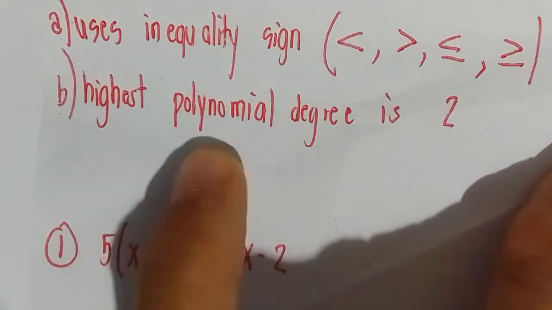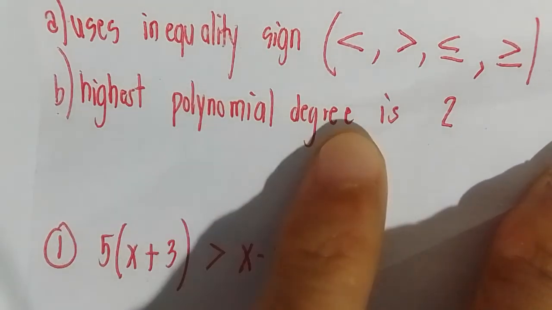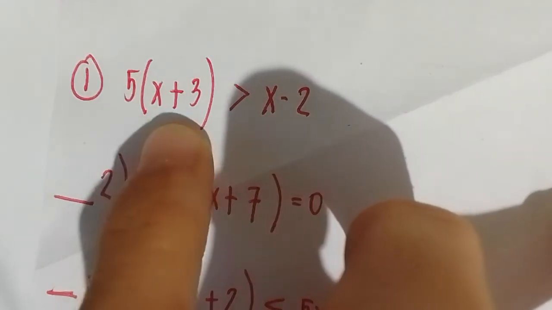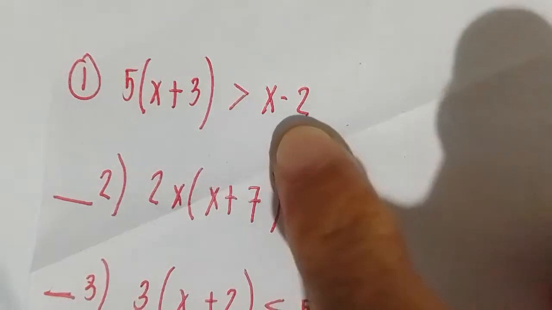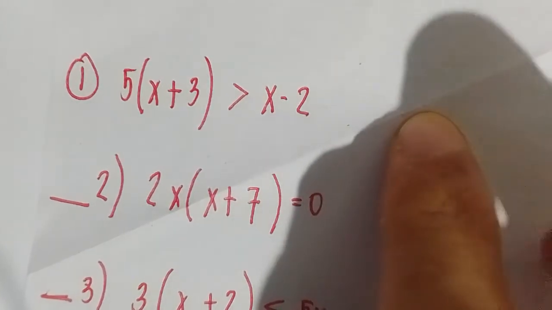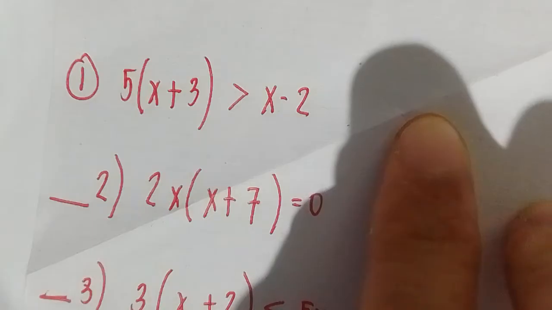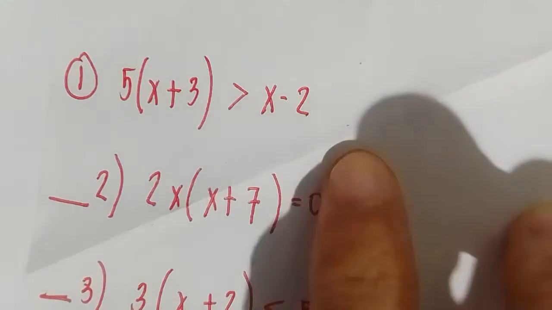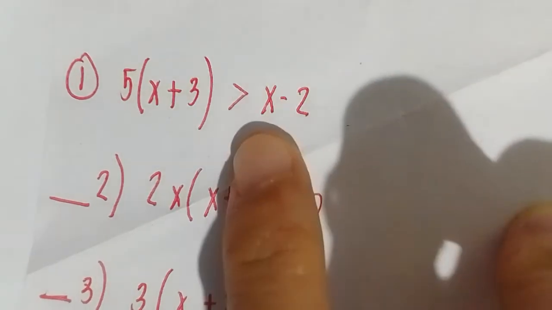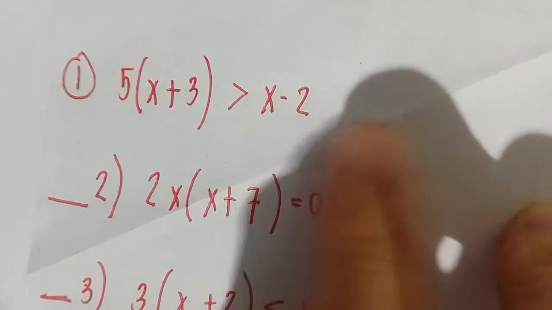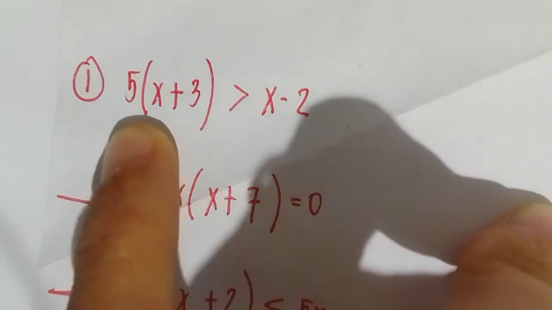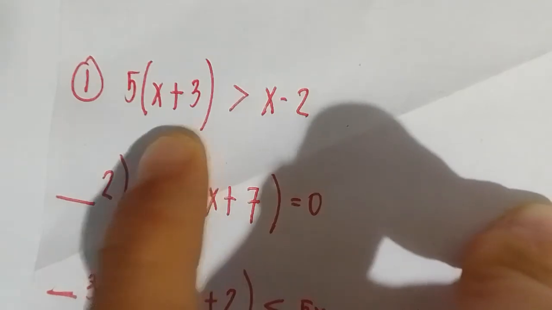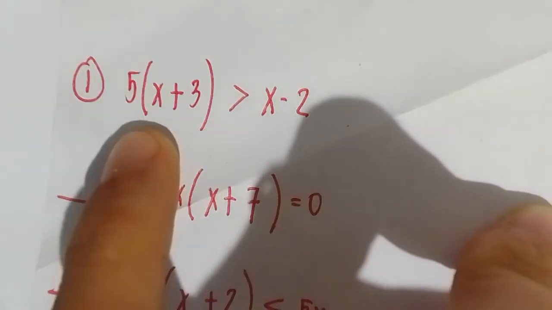Sa second condition, dapat ang highest polynomial degree is 2. So let us try to see. We have 5 times x plus 3 is greater than x minus 2. So, since wala man siya maka-standard form, atong i-try og standard form. Pero if na-master na nimo, kailan na ka sa mga equations, you can directly identify kung naa ba na siyay power of 2 inig simplify. But then again, atong i-try.